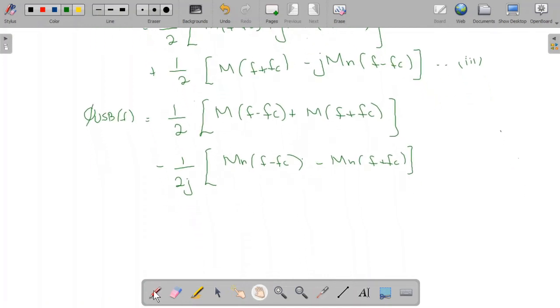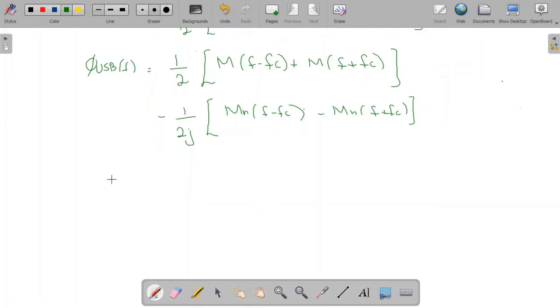Now if you remember this term, let us take the inverse Fourier transform. And if you remember this term, you can straight away say that this is actually m of t cosine omega ct, because we have done this so many times. So this is my m of t cosine omega ct. I'm going to write over here that this is my upper side band.